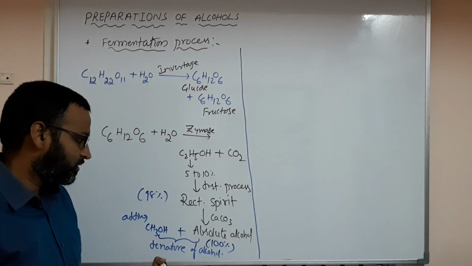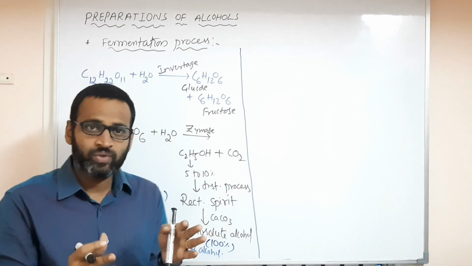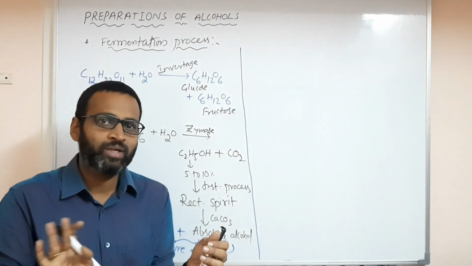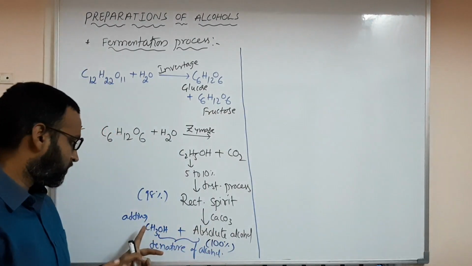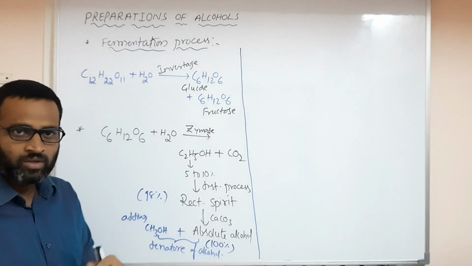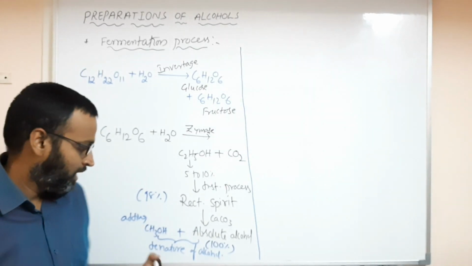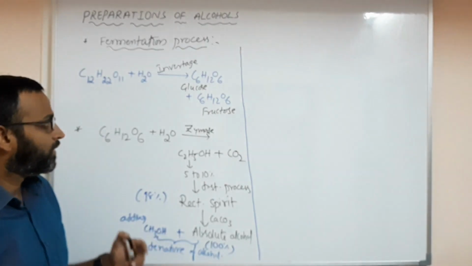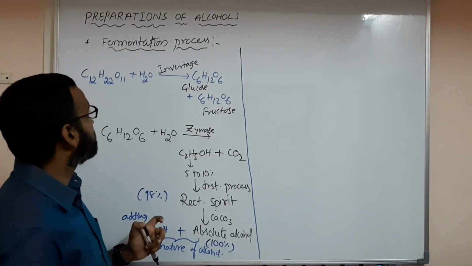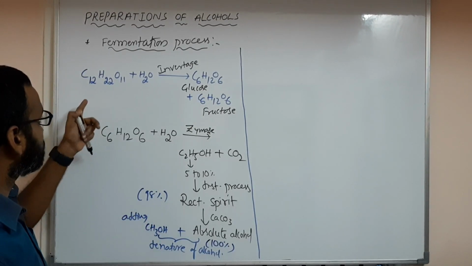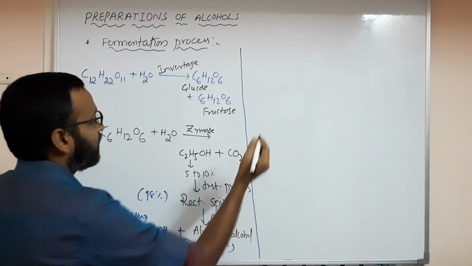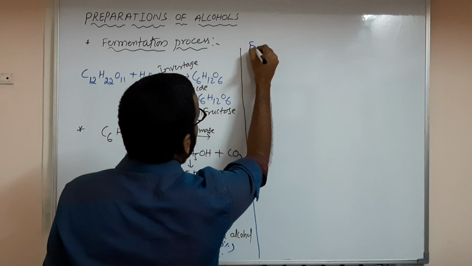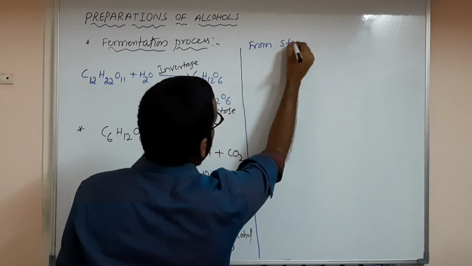So in industries or in our laboratory, if you see a bottle labelled ethyl alcohol, that is not pure ethyl alcohol. There you have methanol. When methanol is there, reactivity will increase. That's why methanol is added, to make it unfit for drinking. That is the most important thing. And this is about the fermentation process from sucrose. So next is from starch.